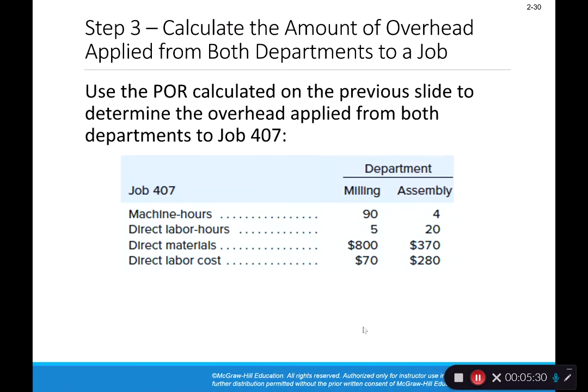Now we have to allocate it. In order to allocate it, we need to know the actual machine hours and direct labor hours used for the job. We have job 407 here and some information. You have to remember the milling department uses machine hours. The assembly uses direct labor hours. So we can use that information to apply overhead. Remember, to apply overhead to our jobs, we're going to take our POHR times our actual activity.